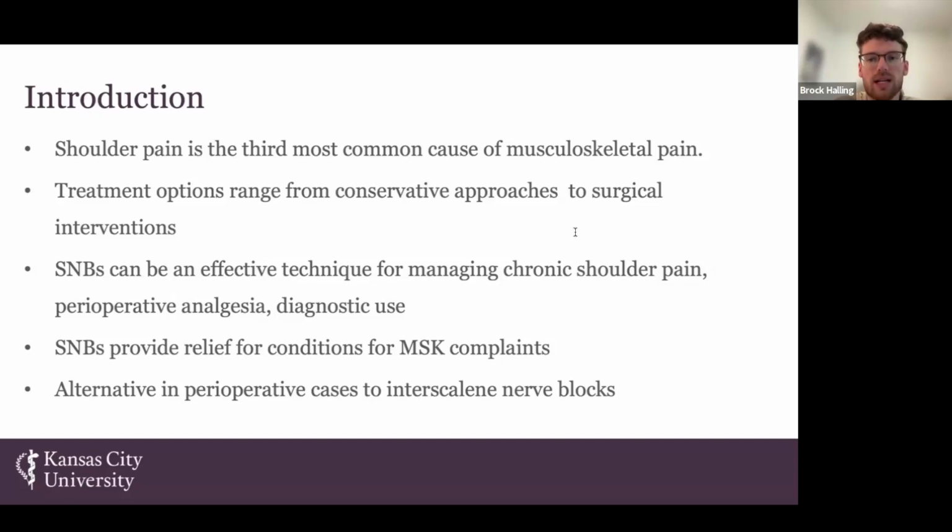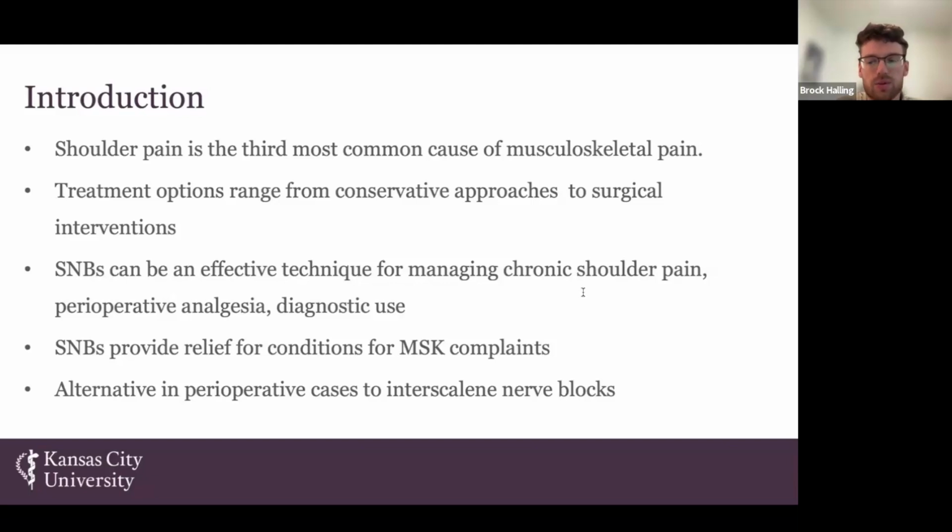These blocks can be used as diagnostic tools in finding and locating angry nerves to make sure that that is the correct source of pain before doing a surgery or a radiofrequency ablation therapy or peripheral nerve stimulation therapy, to make sure that they're at the right spot.